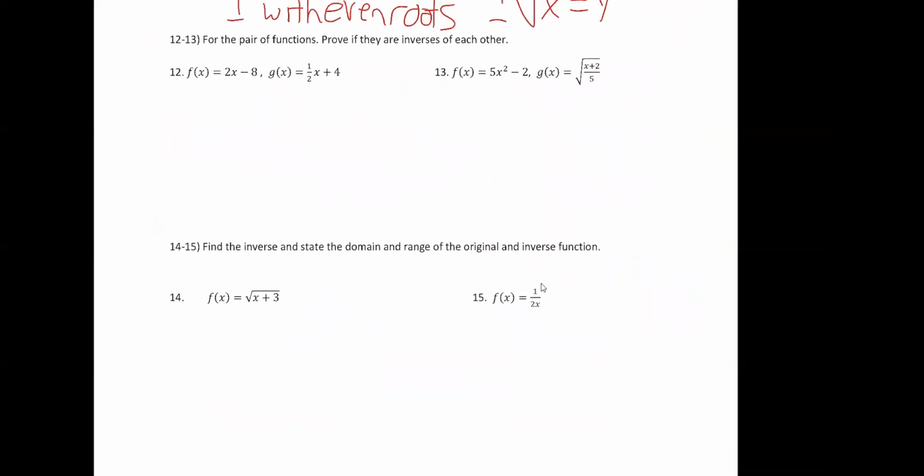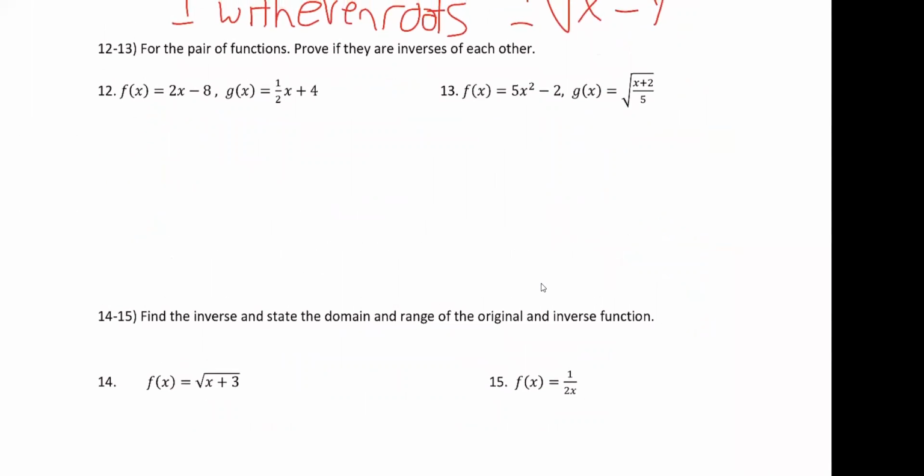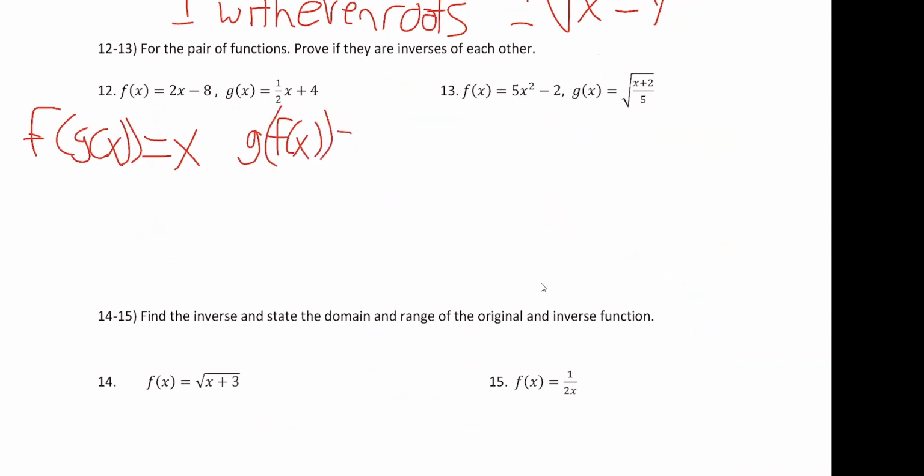So 12 and 13, they just want you to prove if these are inverses. So basically, remember for this, you just want to see: is f of g of x going to equal x when you simplify? And is g of f of x also going to equal x? If they both equal x, it's an inverse. If one of them doesn't equal x, you can stop.